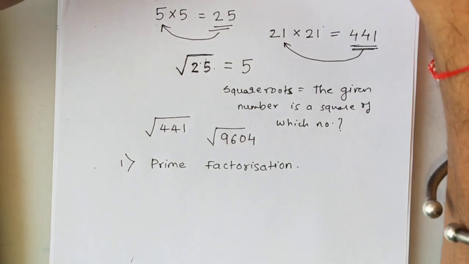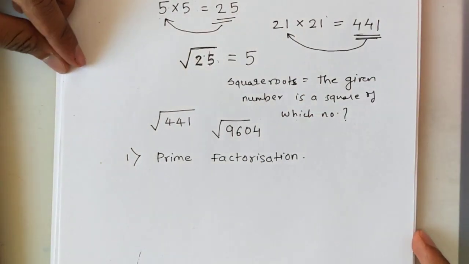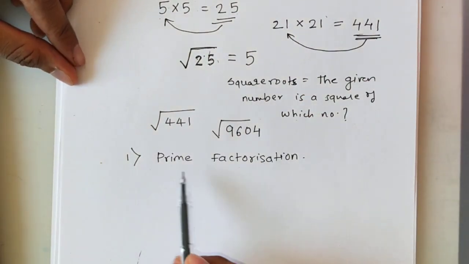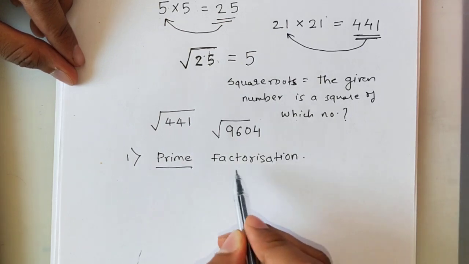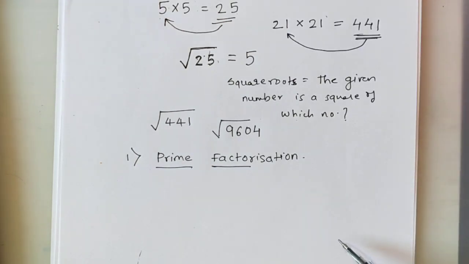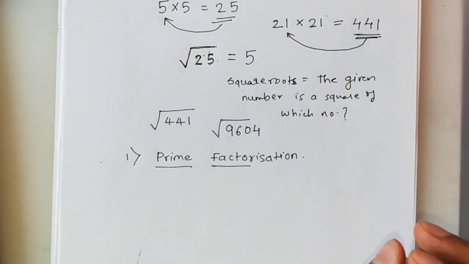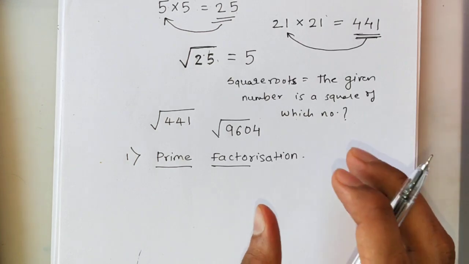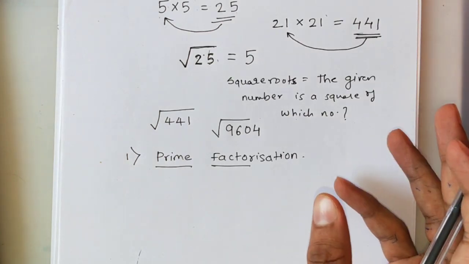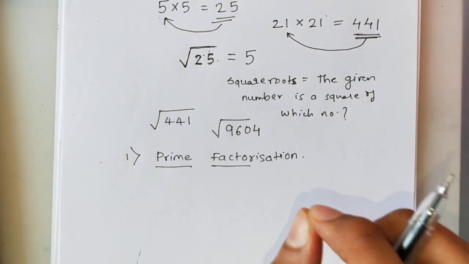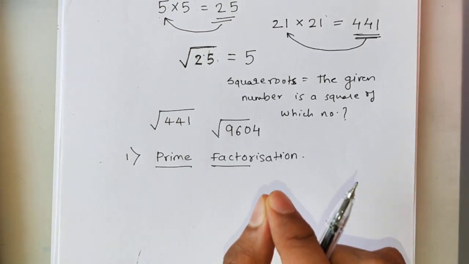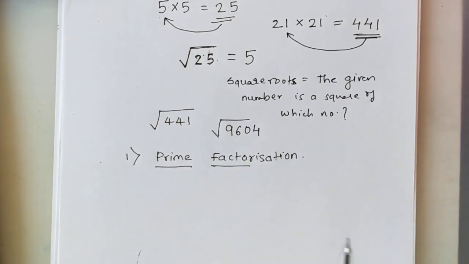So, see, prime factorization has two words in it: prime factors. What are prime factors? When you break a number, each 3-digit, 4-digit, 2-digit, or 5-digit number is made up of smaller prime numbers. Those smaller prime numbers are called prime factors.